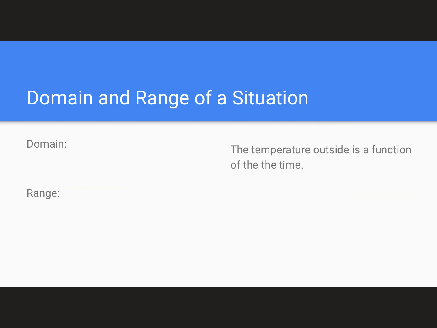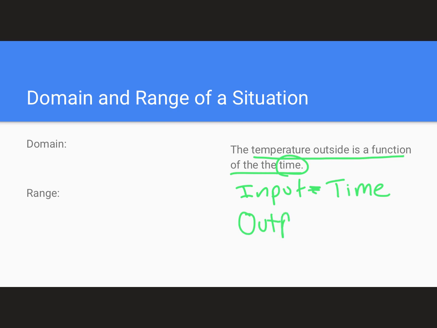Well, now let's talk about domain and range of a situation. So sometimes you're going to be given a situation to find the domain. So in this case, the temperature outside is a function of the time. So first I need to figure out what is my input and what is my output. The thing that is my input is going to be the time here. That's the independent variable. It will be whatever time it is. Each time can only exist once. My output is going to be the temperature. So that's the first thing we need to do, is figure out what our possible inputs and outputs are.